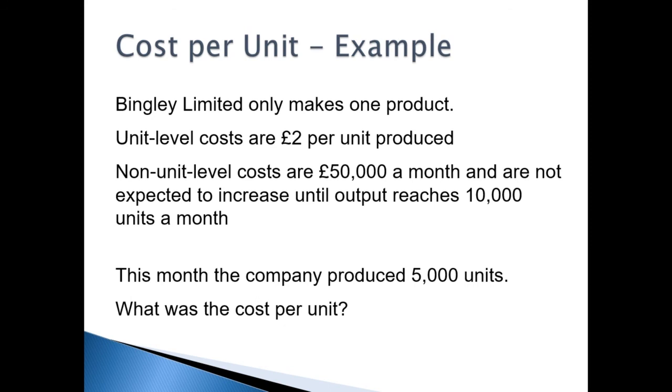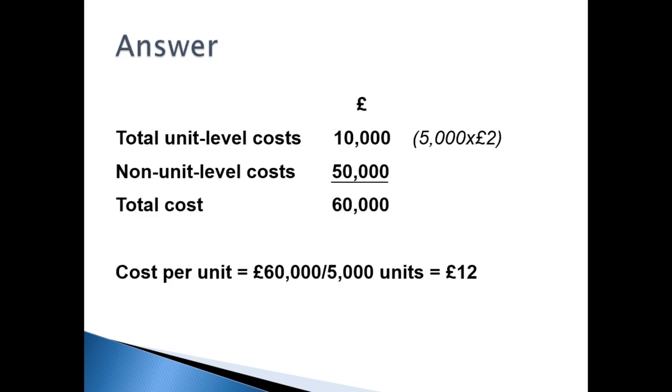So here's another example. Unit level costs are £2. Non-unit level costs are £50,000 a month, and this month they produced 5,000 units. So what was the cost per unit? So £2 per unit for 5,000 units is 10,000, plus 50,000 for the non-unit level costs, a total of 60,000. Divide by 5,000 units, the cost per unit is £12.